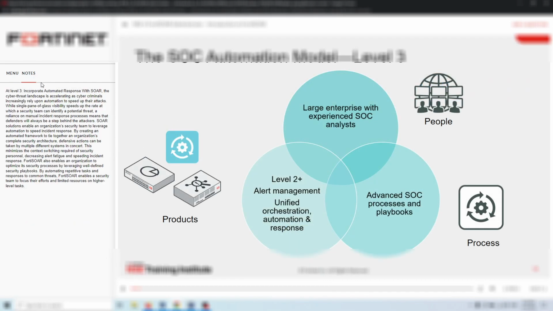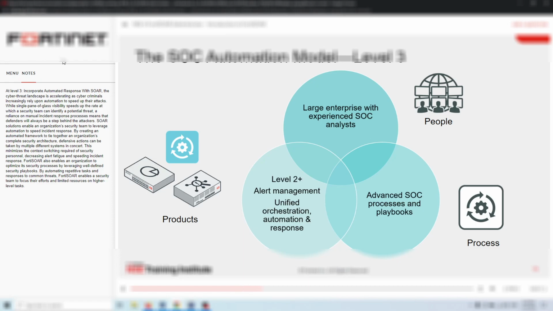At Level 3, incorporate automated response with SOAR. The cyber threat landscape is accelerating as cyber criminals increasingly rely upon automation to speed up their attacks. While single pane of glass visibility speeds up the rate at which a security team can identify a potential threat, a reliance on manual incident response processes means that defenders will always be a step behind the attackers.